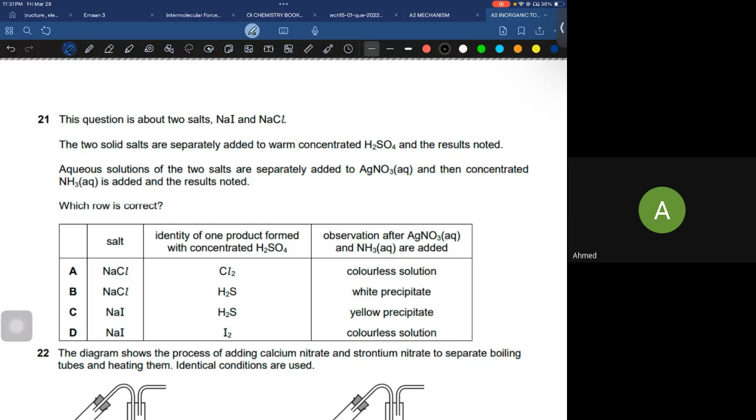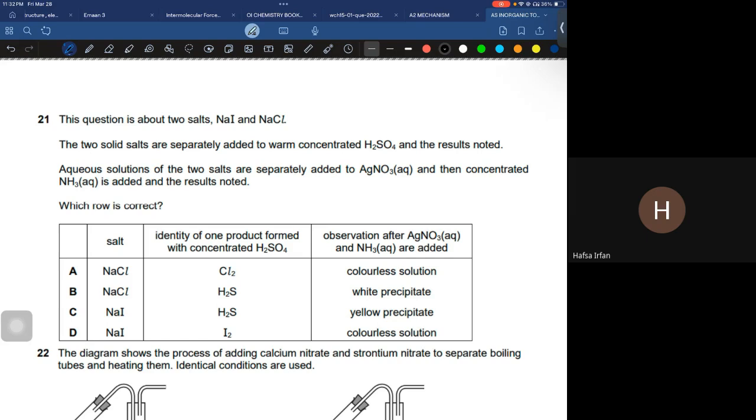सोचो फिर मैं बताता हूँ. Sir, C. C. Okay. This question is about the two salts, NaI and NaCl. The two solid salts are separately added to warm concentrated sulfuric acid and the results noted. Aqueous solutions of the two salts are separately added to silver nitrate and then concentrated ammonia is added and the results noted. Which row is correct?